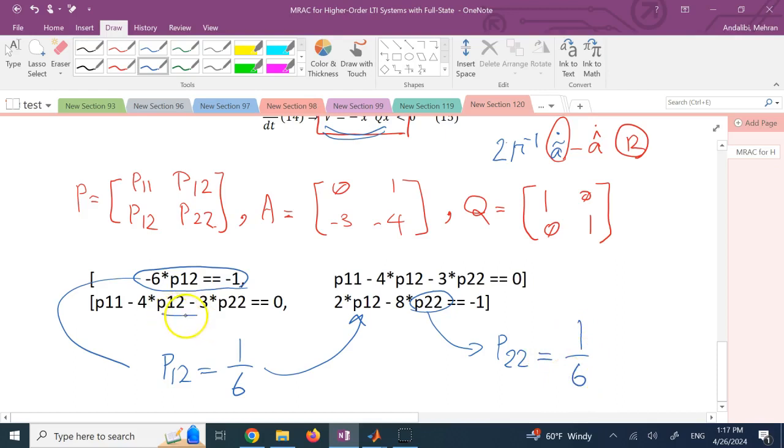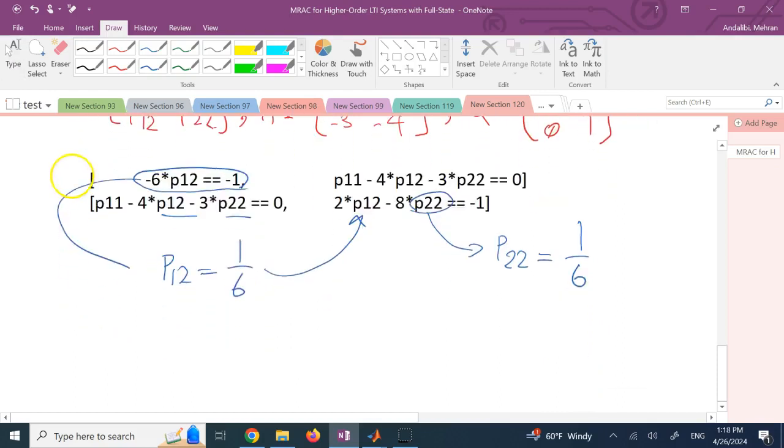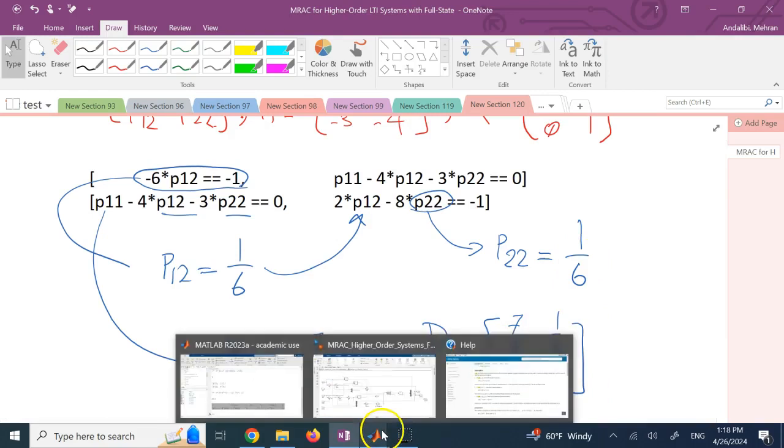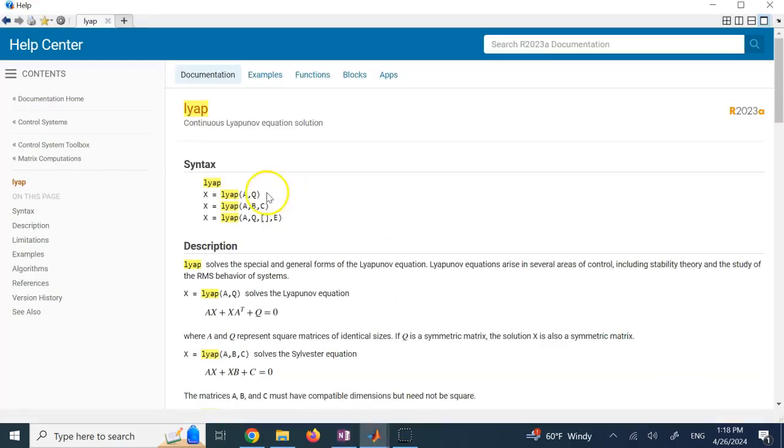And once you plug them both here and here and solve for P11, you can see that P11 is going to be 7 over 6. So your P matrix is going to be 7 over 6, 1 over 6, 1 over 6, 1 over 6. That is your P matrix. Okay? And now, just wondering if the liap command is giving me what I want.